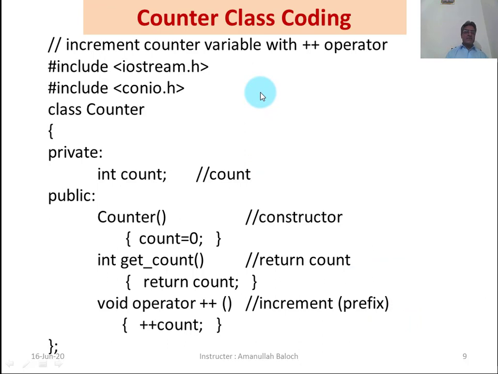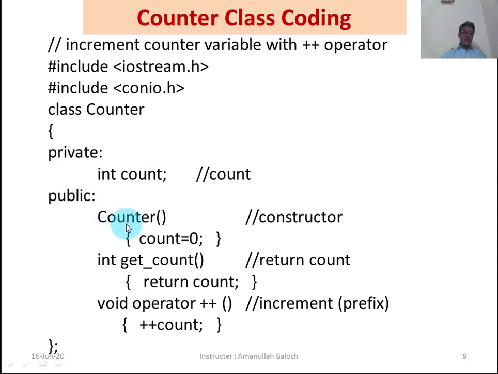Counter class coding. Here we are going to overload the increment operator, to increment the counter variable with the plus plus operator. #include <iostream.h>, #include <conio.h>. These are the two header files. Class Counter, with a private section and a public section. In the private section we have only a single integer variable. The name of this variable is count.